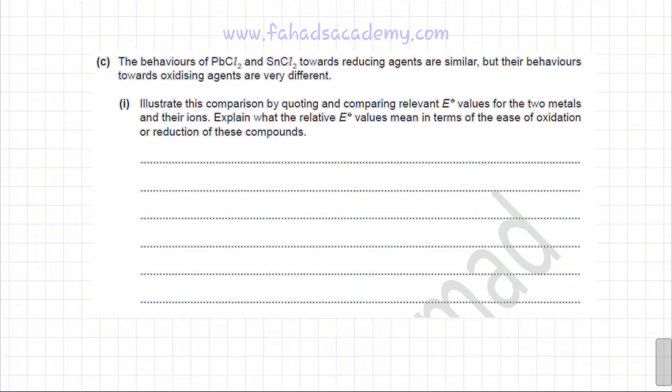Part C of the question states that the behavior of PbCl2 and SnCl2 towards reducing agents is similar, but the behavior towards oxidizing agents is very different. What that basically means is that PbCl2 and SnCl2 towards reducing agents are similar. So, their behavior towards reducing agents.